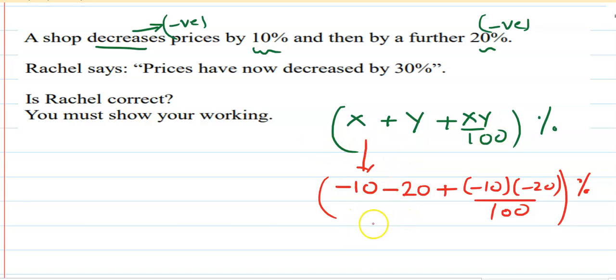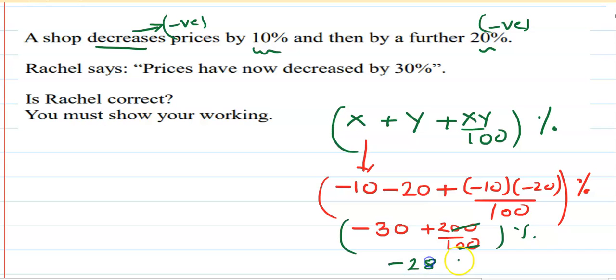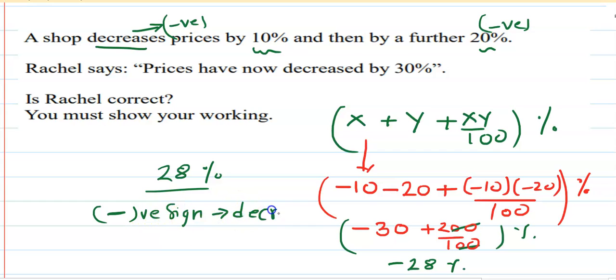Minus 10 and minus 20 becomes minus 30. If you multiply minus 10 and minus 20, it will be plus 200. So plus 200 divided by 100. These two zeros and two zeros cancel, and the answer comes in percent. So minus 30 plus 2 is minus 28%. The minus sign shows that there is a decrease of 28%. The negative sign shows it is a decrease, so your answer will be 28%.